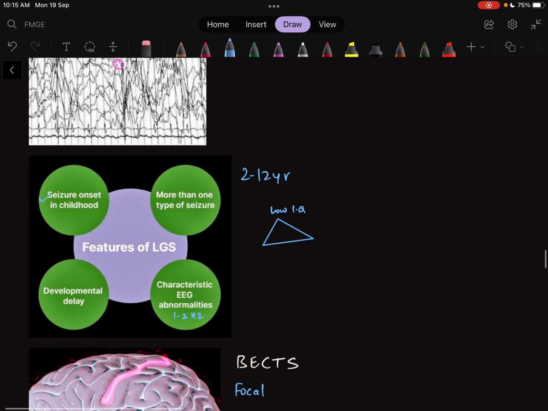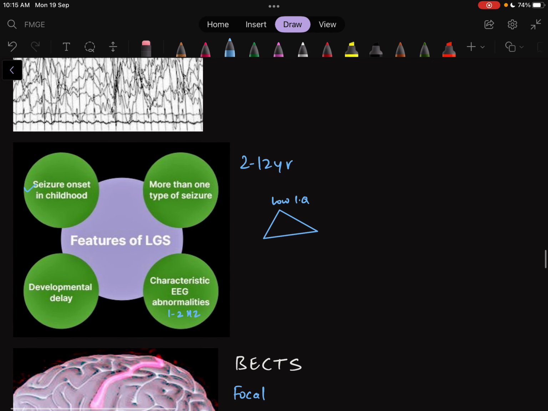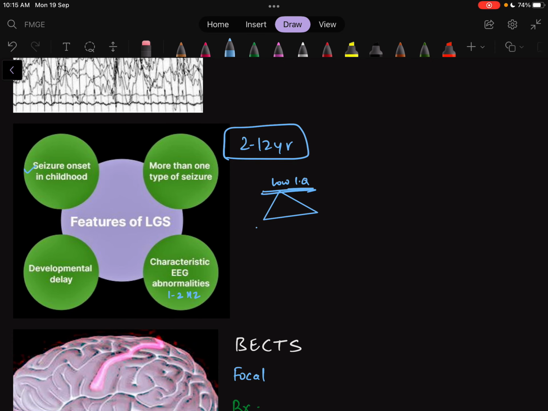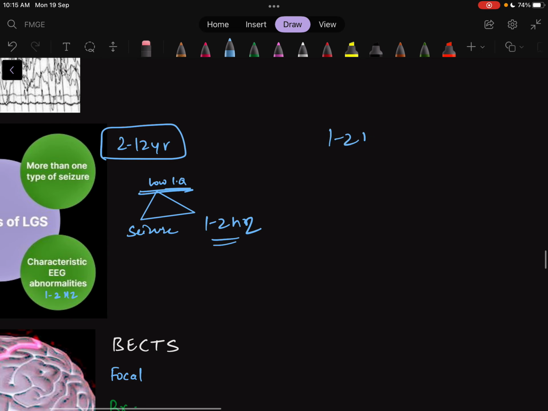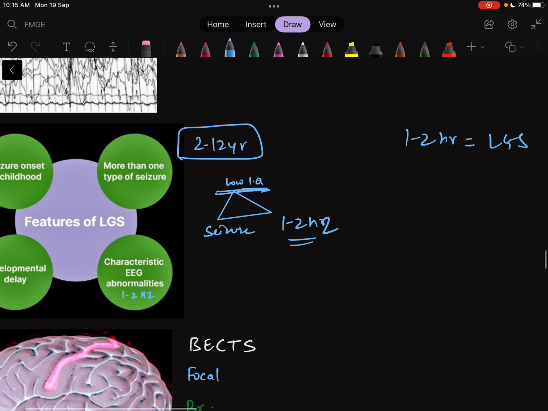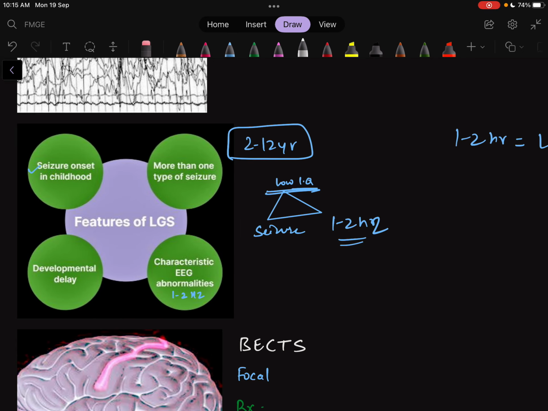The next one is Lennox-Gastaut syndrome. It is seen in 2 to 12 year old children, with a characteristic triad of low IQ, that is intellectual disability, associated with multiple seizures, and EEG finding of 1 to 2 Hertz. So 1 to 2 Hertz is seen in Lennox-Gastaut syndrome.